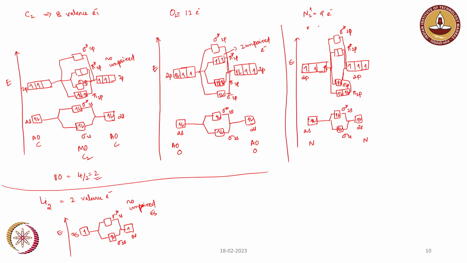But it was N2 plus, so one electron will be less. So it will not be paired. If it was N2, then there will be 6 electrons. But since it's N2 plus, there will be 1 electron less. So one will be unpaired in sigma 2p. So one unpaired electron will be present.